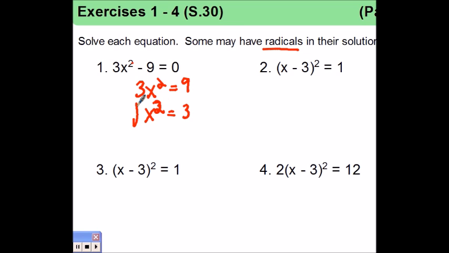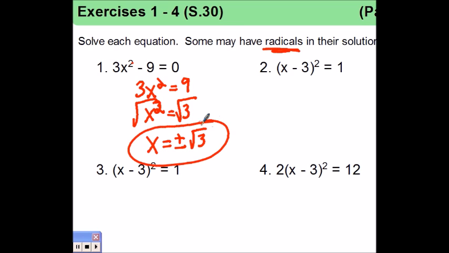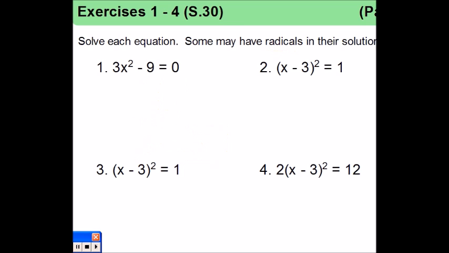So if I take the square root of both sides of this equation, I will get x equals the positive and negative square root of 3. The square root of 3 is some irrational number, so instead of giving a messy irrational number, we will just leave our answer in this radical form. Now on to number 2.